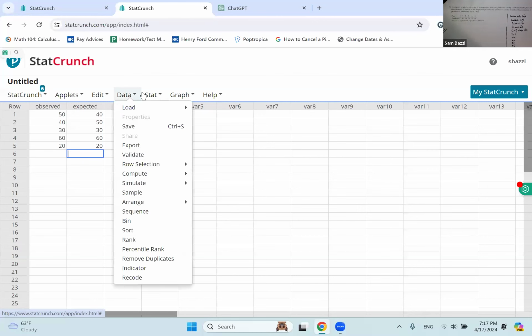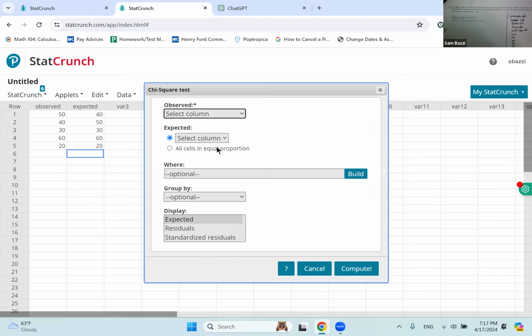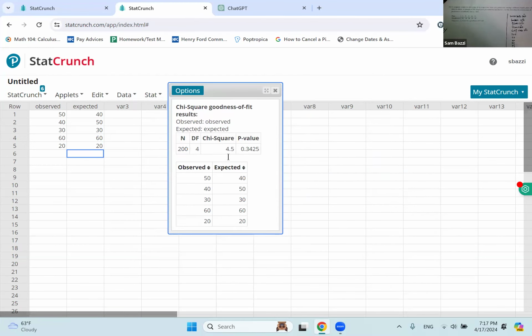Okay, run the test. Stat. Goodness of fit. Look, guys, it's obvious. Goodness of fit. Chi-square test. Observed is observed. Expected is expected, and just hit compute. And look, guys. 4.5, is that what we got? Yeah, 4.5, and look, p-value 0.3425.